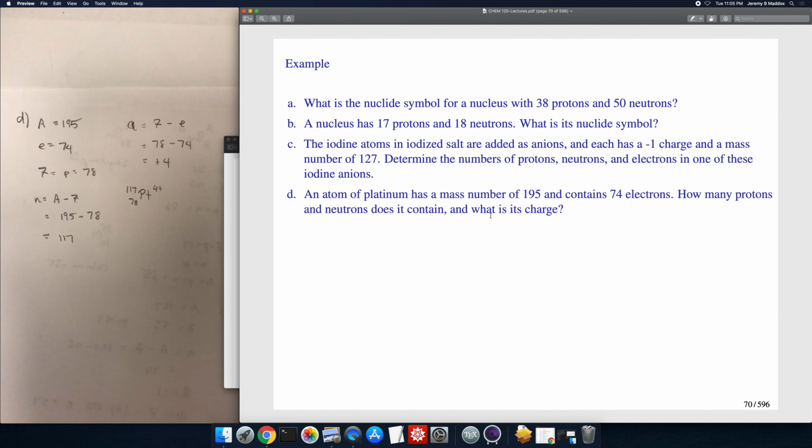So you want to be able to solve this type of problem. You need to be able to interpret nuclide symbols. You need to be able to calculate numbers of protons, numbers of neutrons, numbers of electrons, given the periodic table and information like we see in this problem.